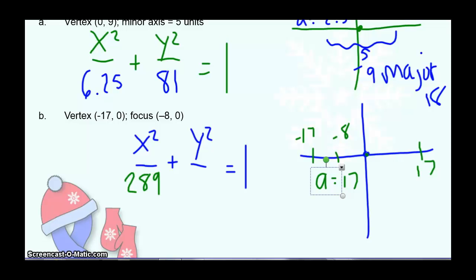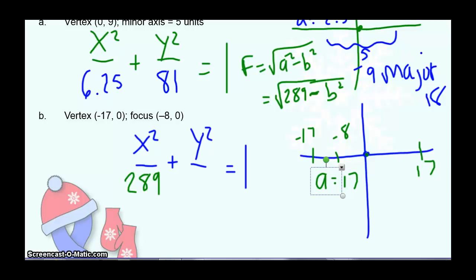Okay. Now, the only other information I have is the focus length. So my focus formula is radical a squared minus b squared. Again, the a and the b don't matter. What matters is the bigger number always goes first. And I know that 289 is my bigger number because that's where the focus is. So I'm looking for b squared, and then the focus is the length. So the length from the center over is 8. So this is going to equal 8.